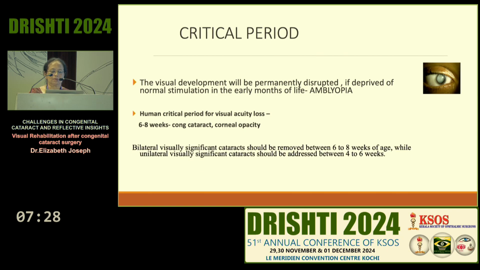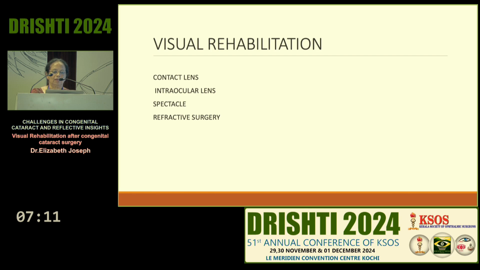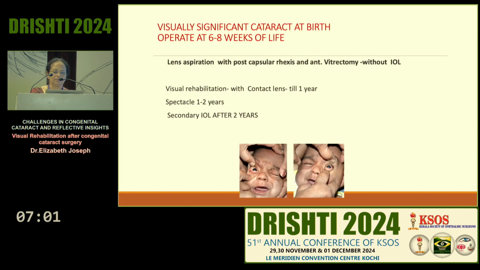So, bilaterally visually significant cataracts should be done between 6 to 8 weeks of age, while unilateral visually significant cataract should be addressed even earlier, that is between 4 to 6 weeks. And visual rehabilitation after congenital cataract surgery is done by one of these, either contact lenses, intraocular lenses, spectacles, or later in life refractive surgery.